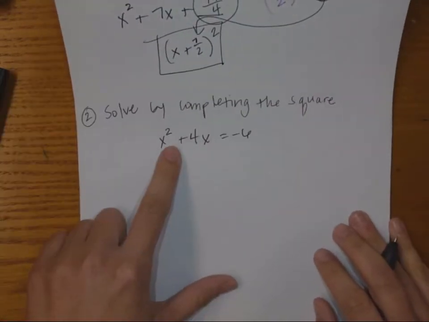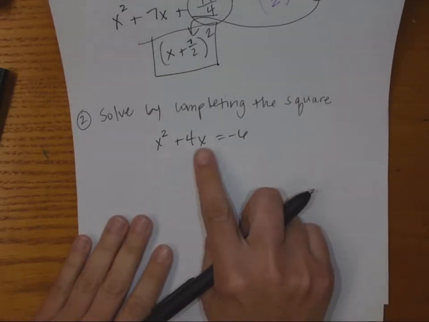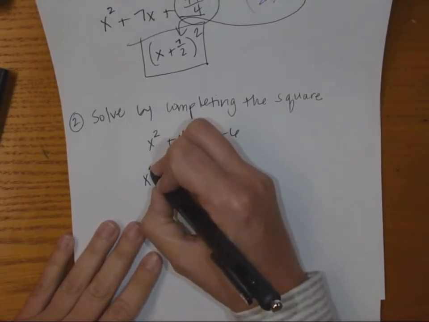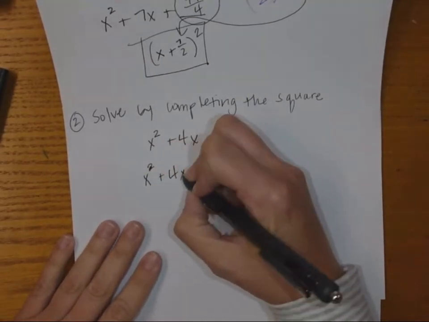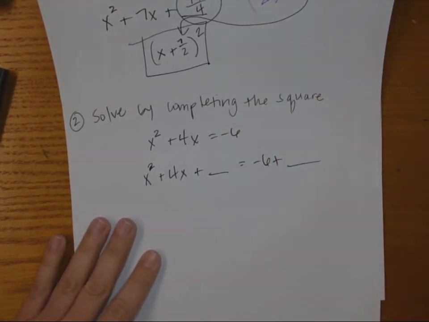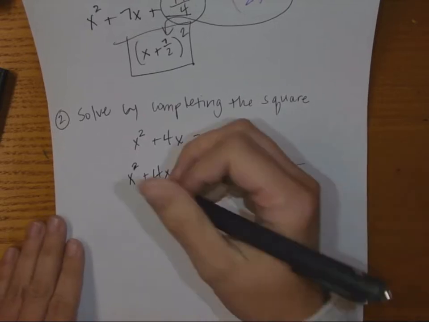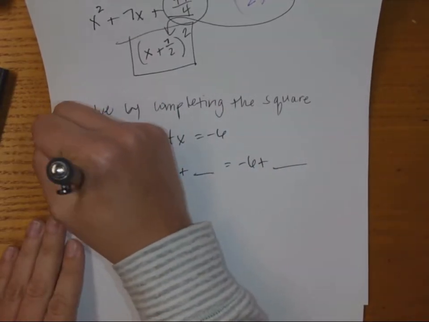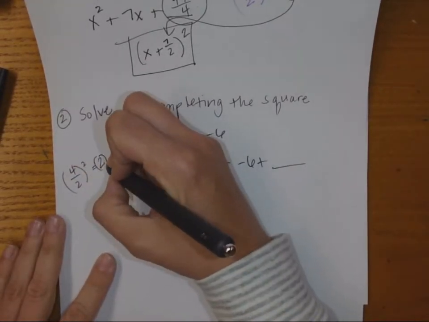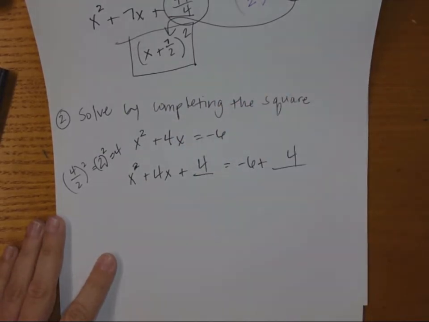The other type of problem is to solve by completing the square. So the first thing I'm going to do is make room for my blank so that I can complete the square. So I get x squared plus 4x plus blank equals -6. I need to put a plus blank on this side. You fill in the blanks by completing the square. So I take my b value, this 4 divided by 2 squared is, 4 divided by 2 is 2, and 2 squared is 4. So I'm going to add 4 in both of the blanks.